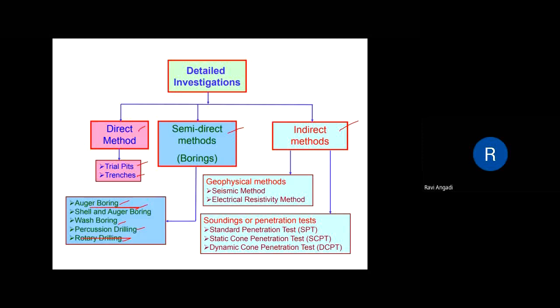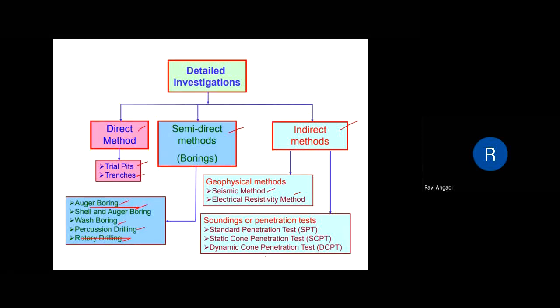Again, in the geophysical methods, seismic methods are used to get information about the subsurface. And one more is the electrical resistivity method to get information about the subsurface strata. And sometimes soundings or penetration tests are also used. They are the standard penetration test, static cone penetration test and dynamic cone penetration test: SPT, SCPT, and DCPT. So this is how the detailed investigation goes when you are going to propose any construction.